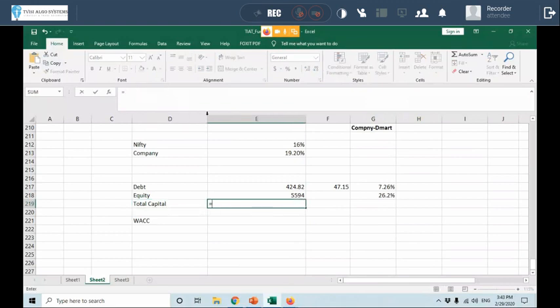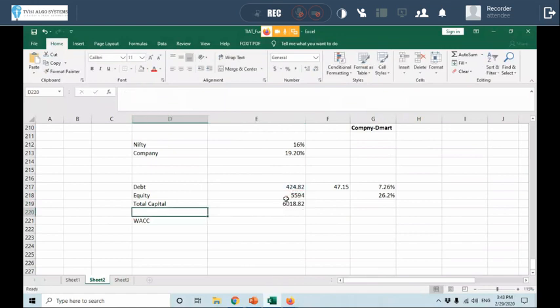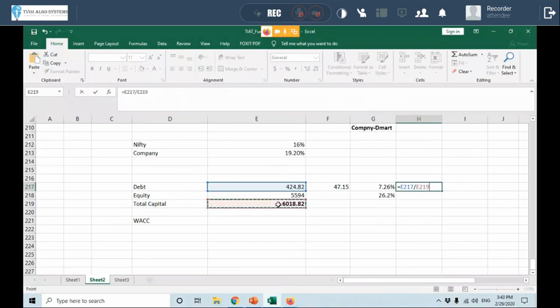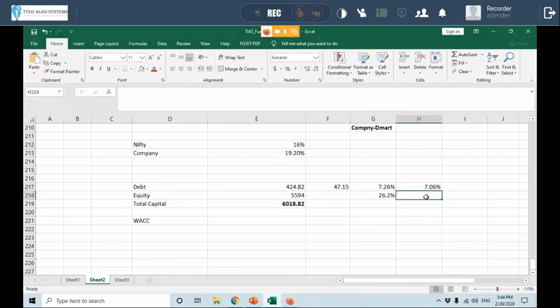Total capital is equity plus my debt. Now, debt is what percentage? This divided by 6018. Debt is 7%, right? And equity is 93%. So this is the weight.